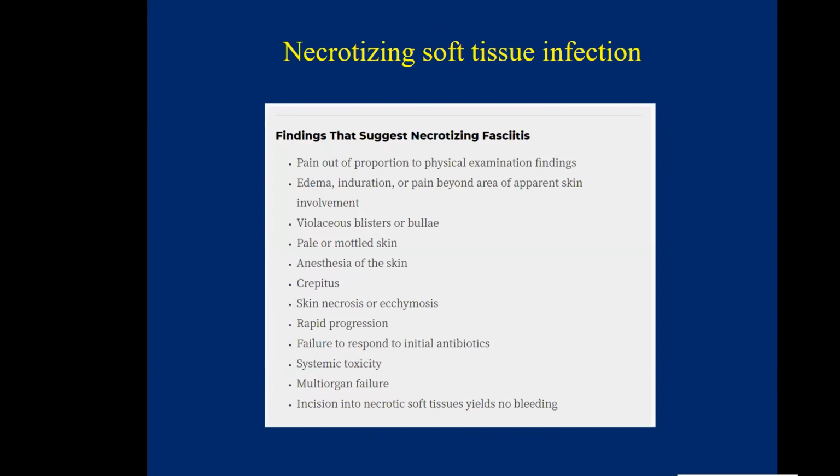So really bad infection. So findings that suggest neck fash. Everyone said it: pain out of proportion, edema, induration, bullae, mottled skin, anesthesia, crepitus, rapid progression, failure to respond to initial antibiotics, and I would highlight this one. If your patient's not responding in 2 or 3 days of appropriate treatment, systemic toxicity, multi-organ failure.